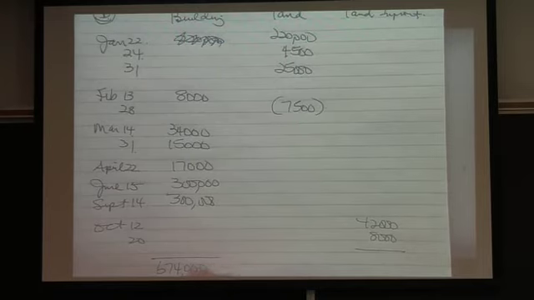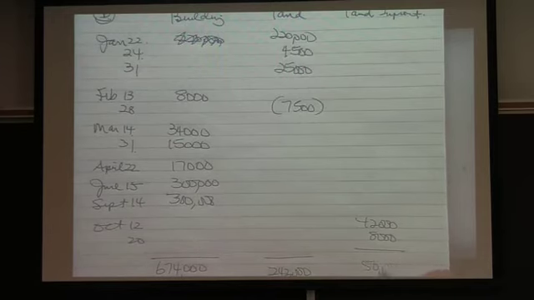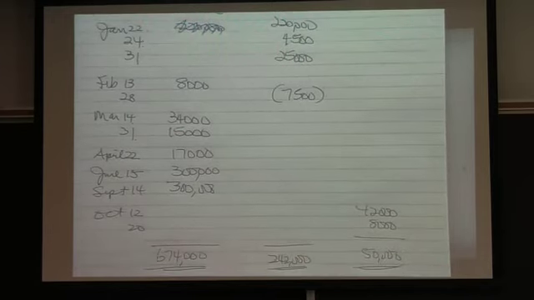So we need to add for the building, we've got $674,000. For the land, it's $242,000. And for the land improvement, it's $50,000. So that is what's going to be reflected on the books of CalDEC. Thank you.